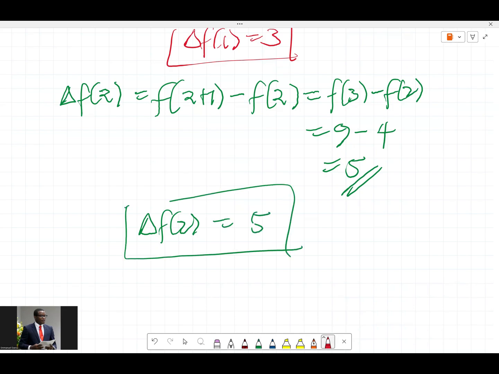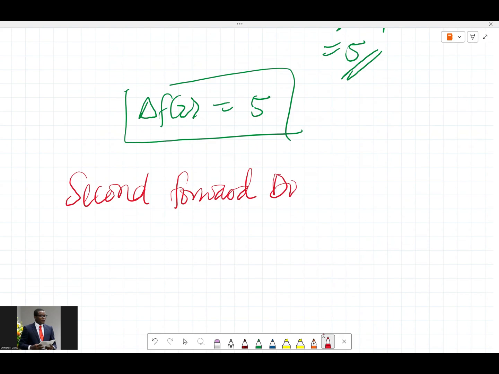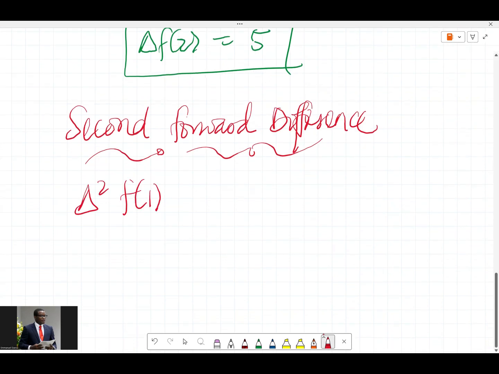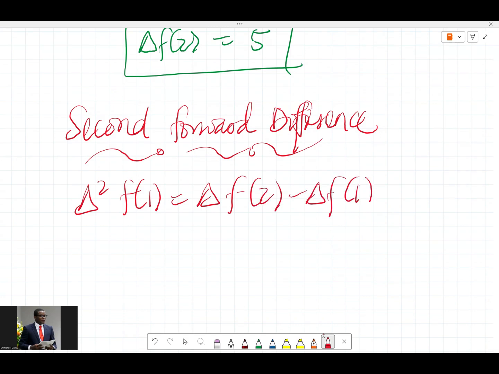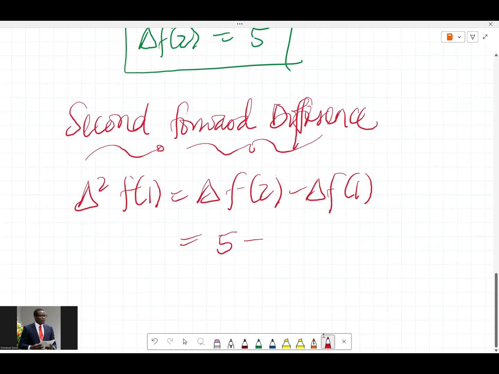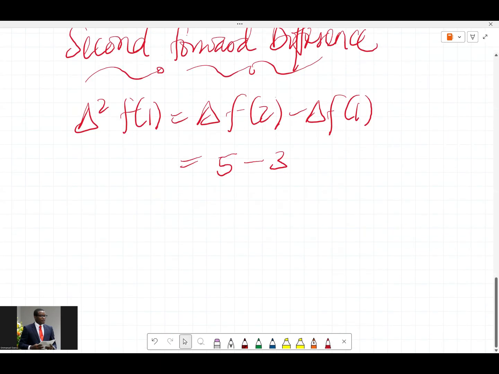Taking that further, we now need the second forward difference. The second forward difference will just be delta squared f of 1, and that is delta f of 2 minus delta f of 1. Delta f of 2, we already got to be 5. Delta f of 1, we got to be 3. That tells us that delta squared f of 1 is equal to 2.